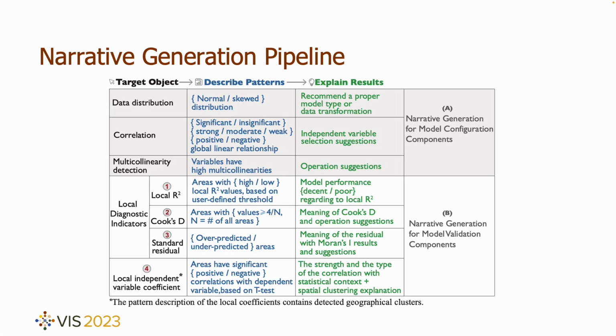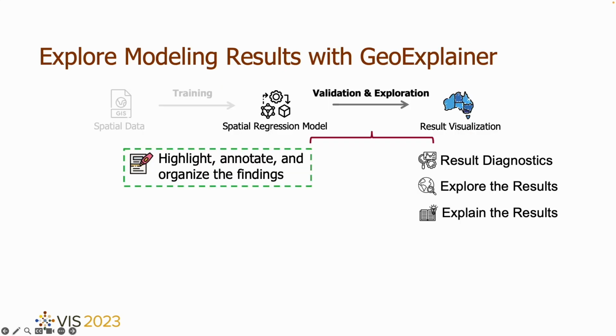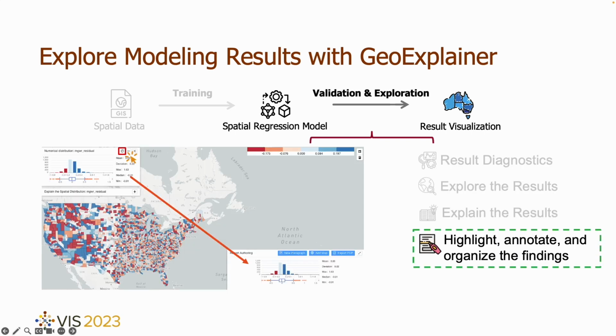By working with domain experts, we distill and propose text templates to generate narrative explanation in our framework. Here are the templates we use. Please refer to the paper and appendix for more details. To better support the understanding and the reviewing of the explored information, analysts can highlight, annotate, and organize their findings in the report authoring panel.